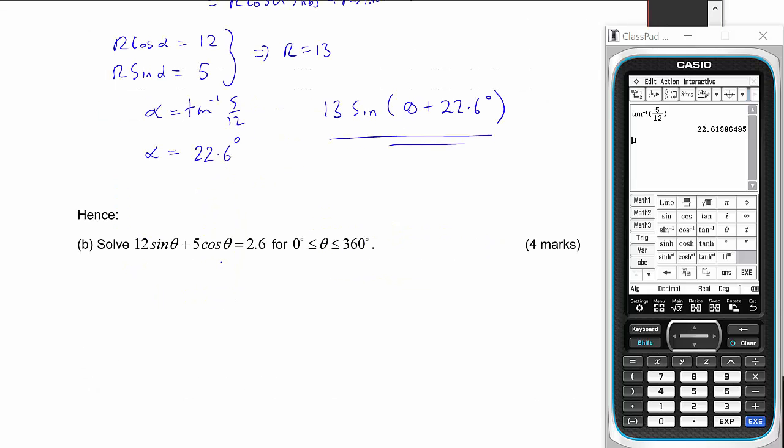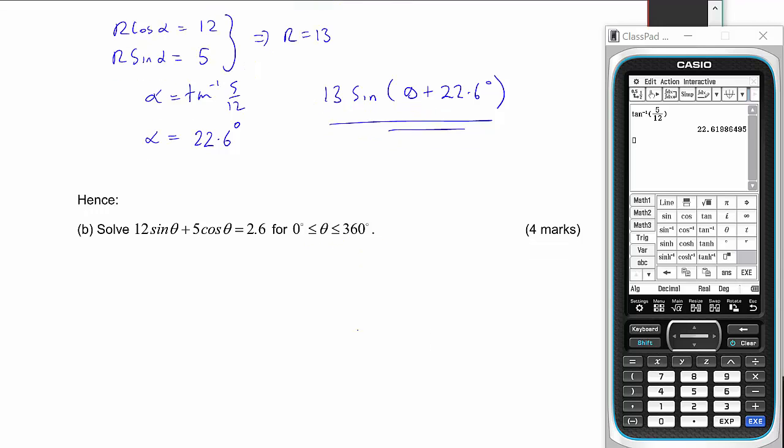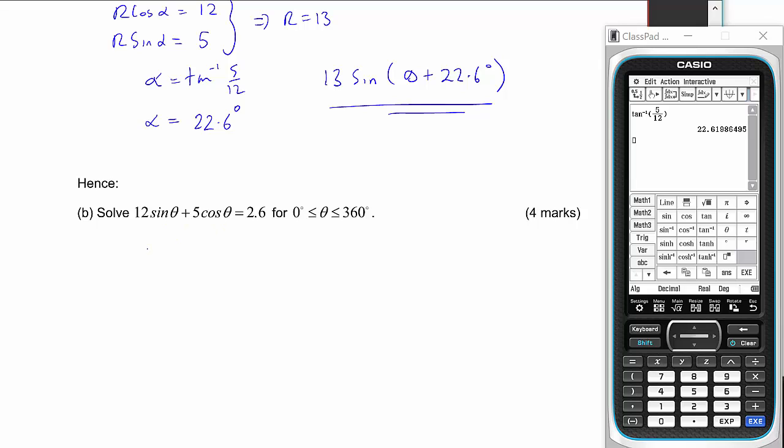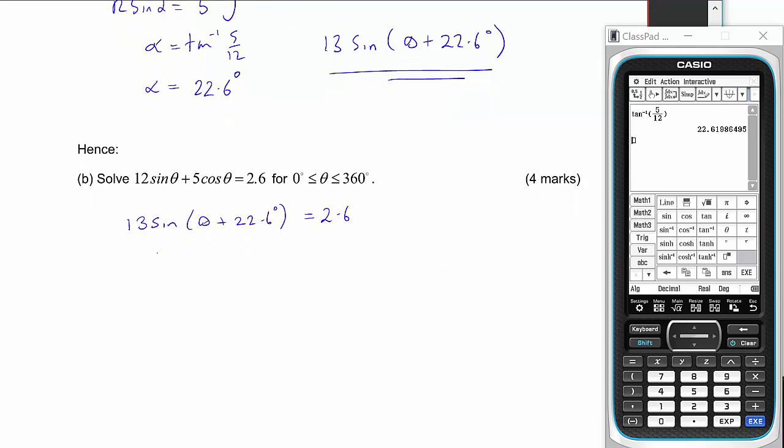So we now want to solve this equation for angles between 0 and 360. So just replace the left-hand side with what we've found, which is 13 sine (theta plus 22.6 degrees). So that's going to be equal to 2.6, which will give me sine (theta plus 22.6 degrees) is 2.6 divided by 13. I think that's 0.2 actually. It is 0.2.